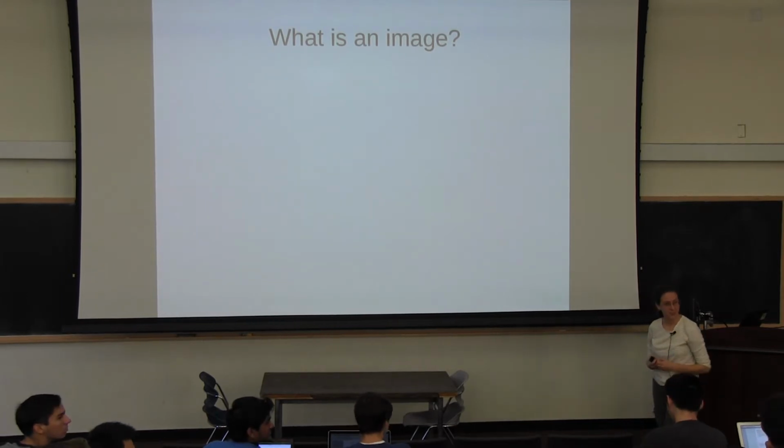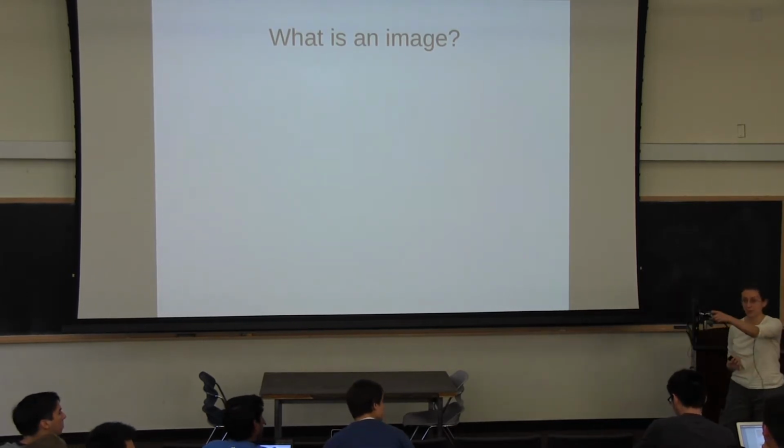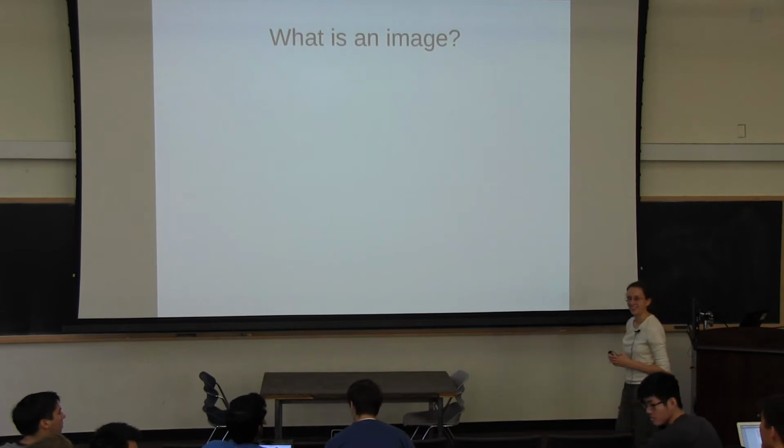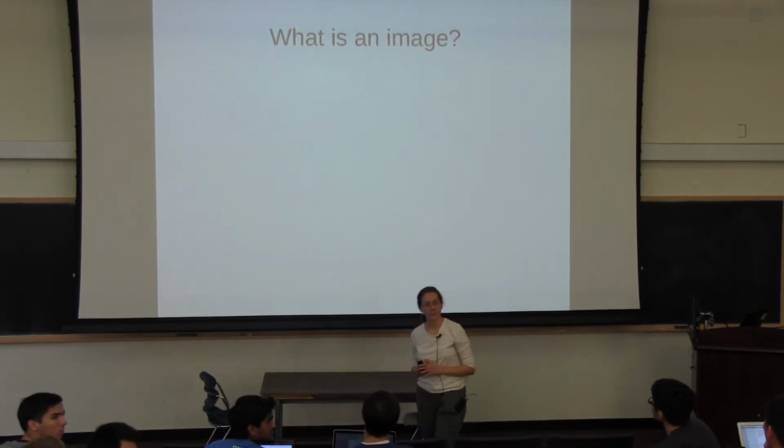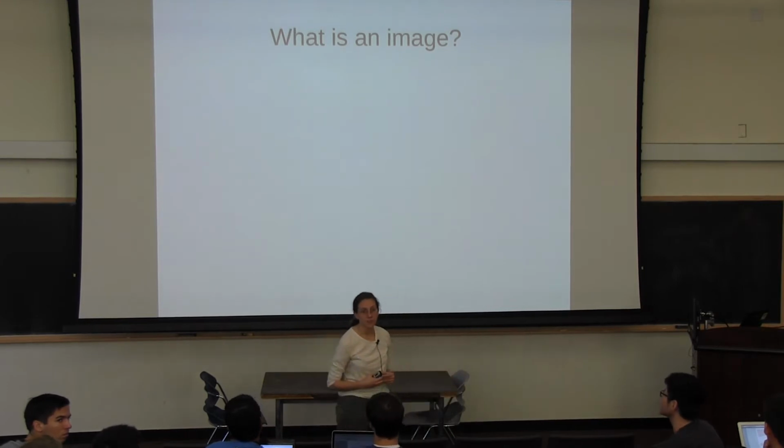So what's an image? What's that? Colored pixels, right. So how might we represent that? Do you want to say more? So how might you represent that? Yeah, a matrix of red, green, blue. Yeah, right.